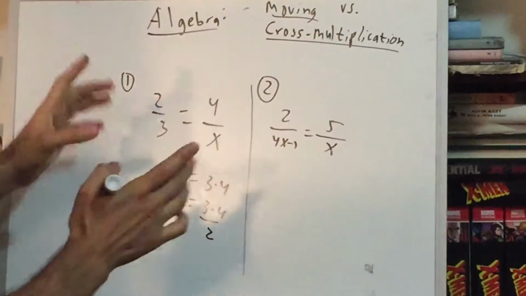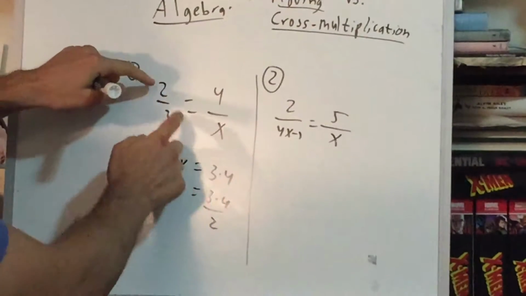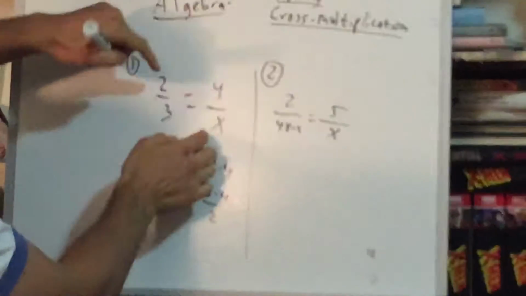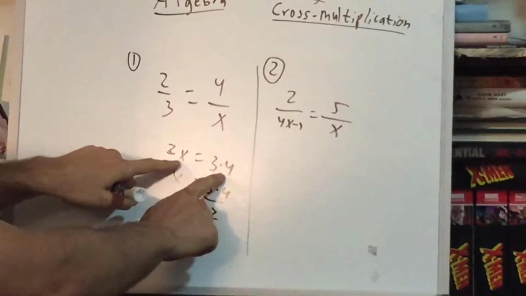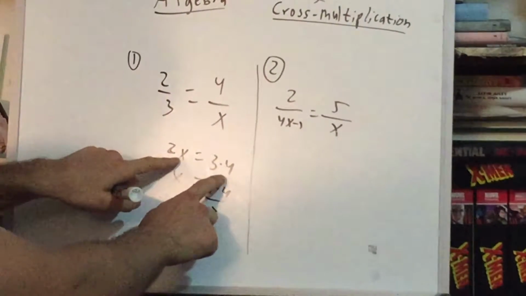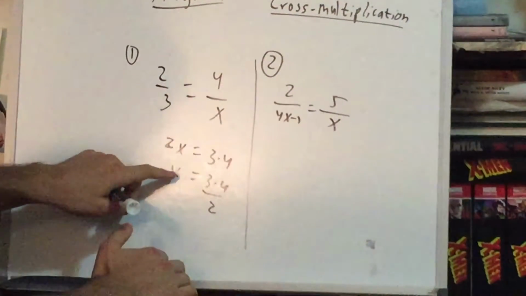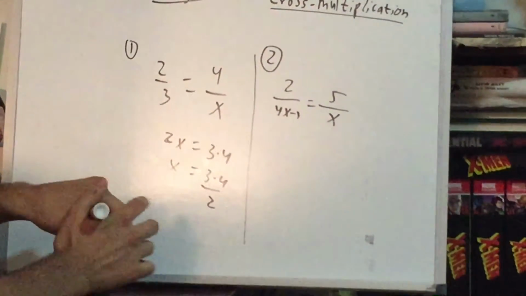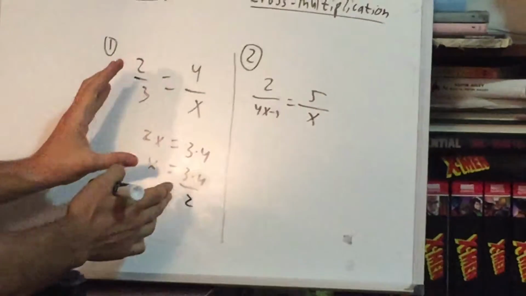Now, most kids are taught in school to cross multiply, which seems kind of like moving. So they're going to multiply diagonally. 2 times x has to be 4 times 3, which is what I did here. And now we can do the moving method with the 2, so we move the 2 over, and now we get the solution. So we've actually used moving even with the cross multiplication method.